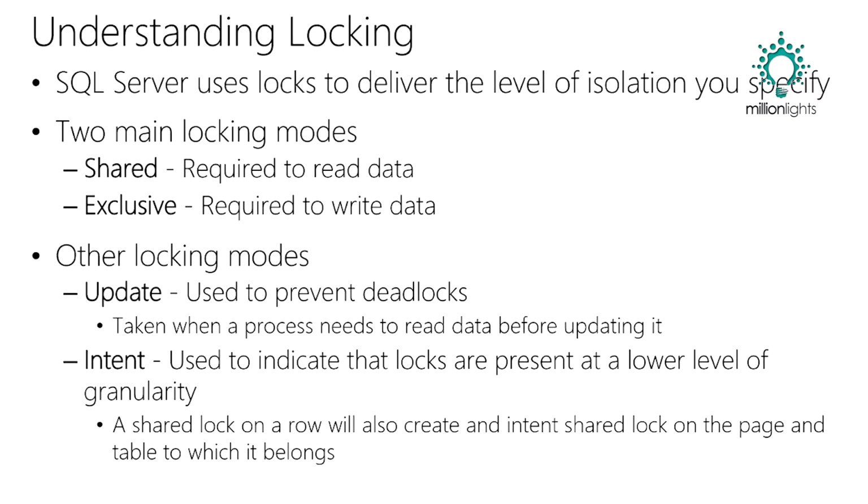So an update lock is taken when a process needs to read data before updating it. It's part of how SQL Server works to help us prevent deadlock. So it's automatic, and you wouldn't control this behavior. And we'll see an example of where it fits in. So if you wanted to do an update based on data that you read, you would take an update lock before taking an exclusive lock. All right. Okay, I see.